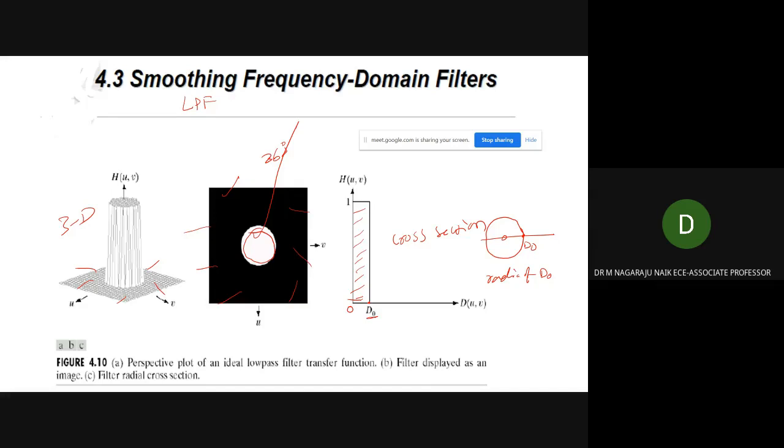Now for an ideal low pass filter cross section, the transfer function H of u comma v is equal to 1 and H of u comma v is equal to 0. This is 0 and this is 1 only. The point where H of u comma v goes from 1 to 0 is often called the cutoff frequency.